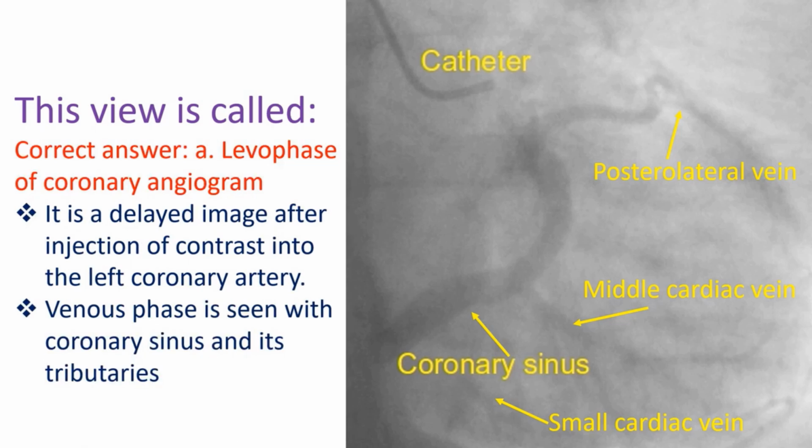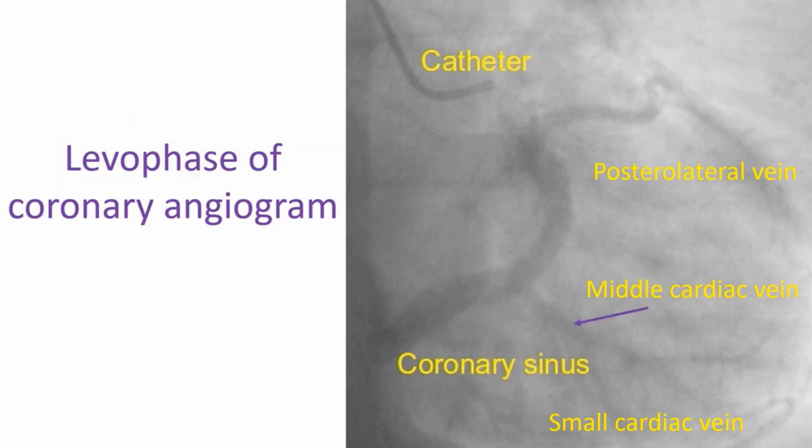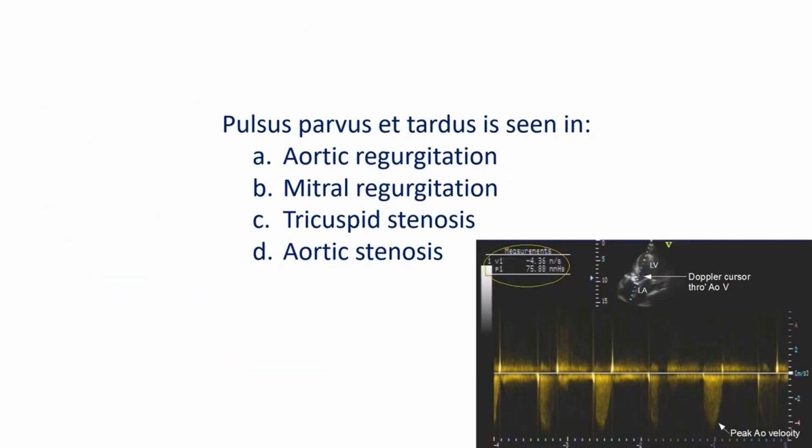It is a delayed image after injection of contrast into the left coronary artery. Venous phase is seen with coronary sinus and its tributaries. Assessment of tributaries of coronary sinus is important during cardiac resynchronization therapy for implantation of left ventricular lead. The vein seen in the middle of the image is the middle cardiac vein, and that in the left cardiac border the posterolateral vein. A small inconspicuous vein seen behind the coronary sinus label is the small cardiac vein.